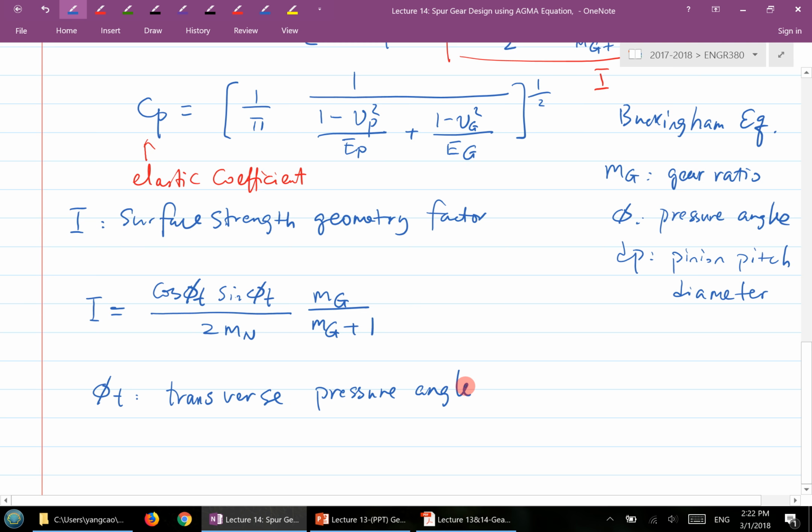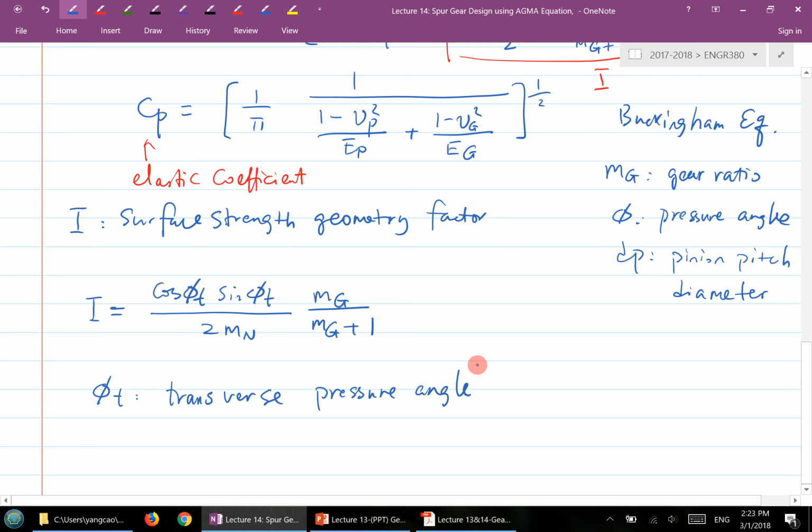If you cut it using a normal plane, which is normal to the helical curve for the gear tooth, then you get a normal plane. So in two of these planes, you get basically two different gear parameters. You have a pressure angle in the transverse plane, and you have a pressure angle in the normal plane. So this phi t here is called the transverse pressure angle.